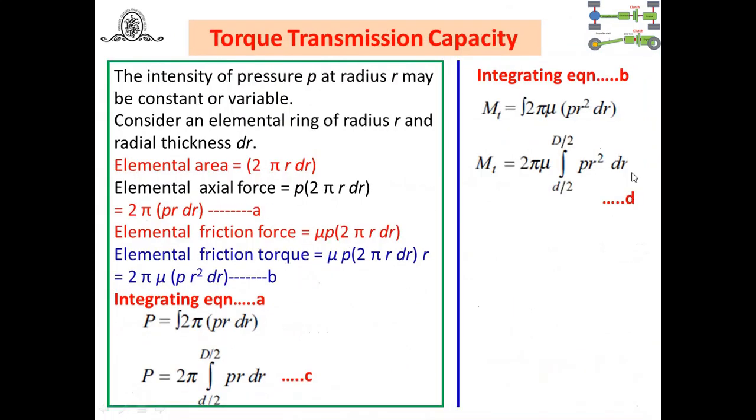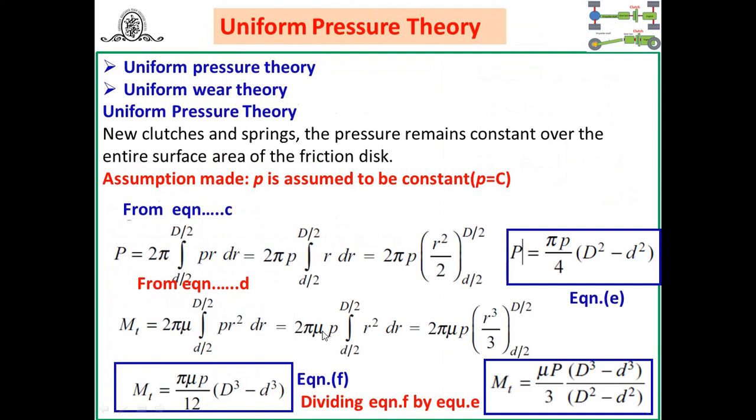Then we have to take into consideration equation D, which is for the elemental frictional torque. From this equation, again p is constant, so you can take p outside: 2π μ p, integration d by 2 to capital D by 2, r square into dr. What is the integration of r square dr? r cube by 3. After substituting these limits, you will get M_T is equal to π μ p by 12 (D cube minus d cube).